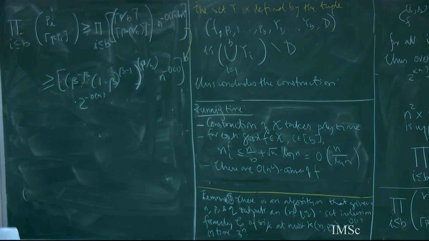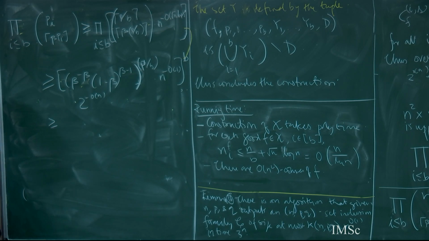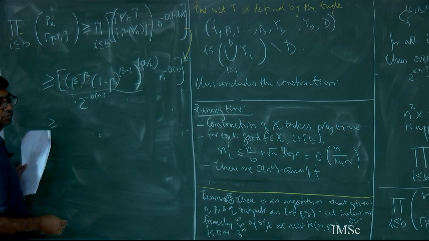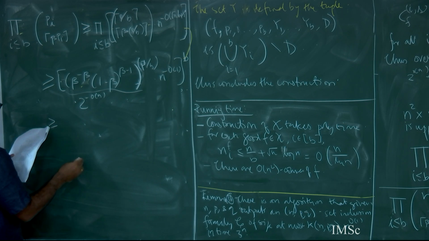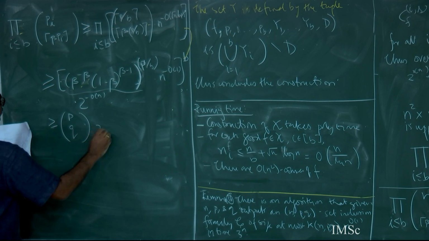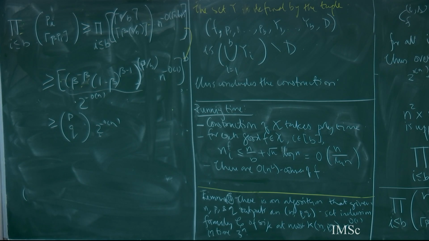These are computations, Rohani ji. If you ask me for this and that, it will be difficult. But if you recall this term, what was it? This was roughly equal to P choose B, P choose Q. And this is how you get your bound.